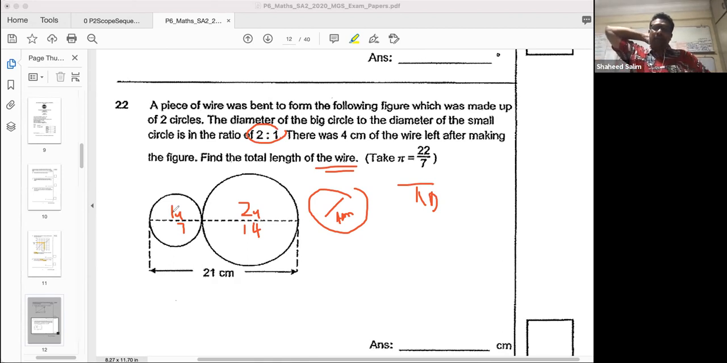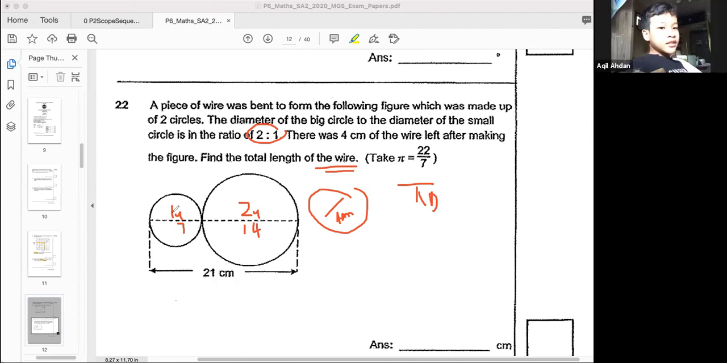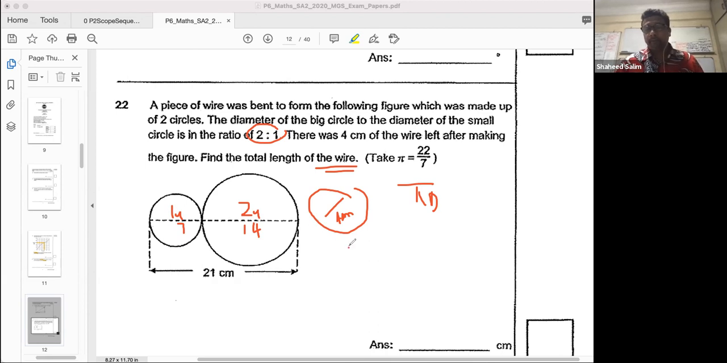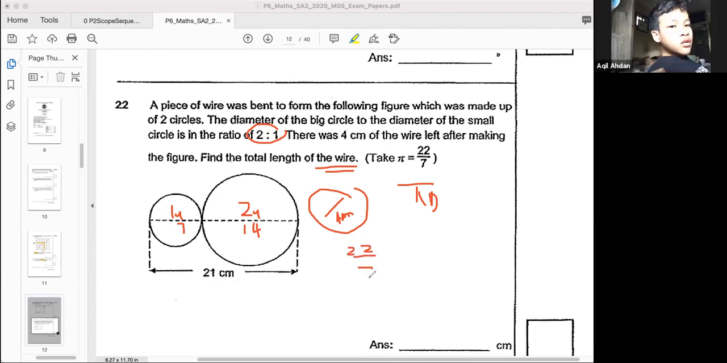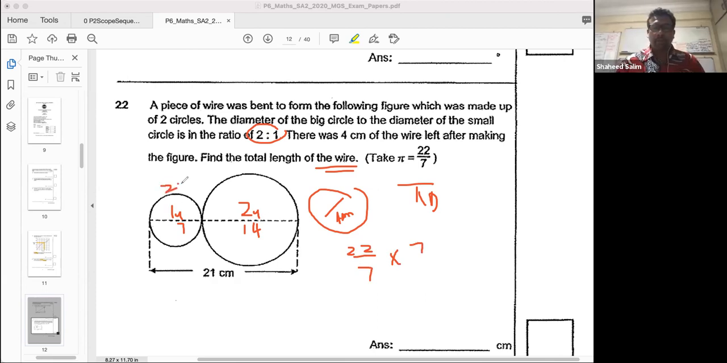Come on, Izzat. Come on, Syakil. Come on, you can do this. 66. 66 for which one? Both. 22/7 times 7. So this one you got 22. Yes. 22 times 7 times 14. You get the 44. Yes, well done.